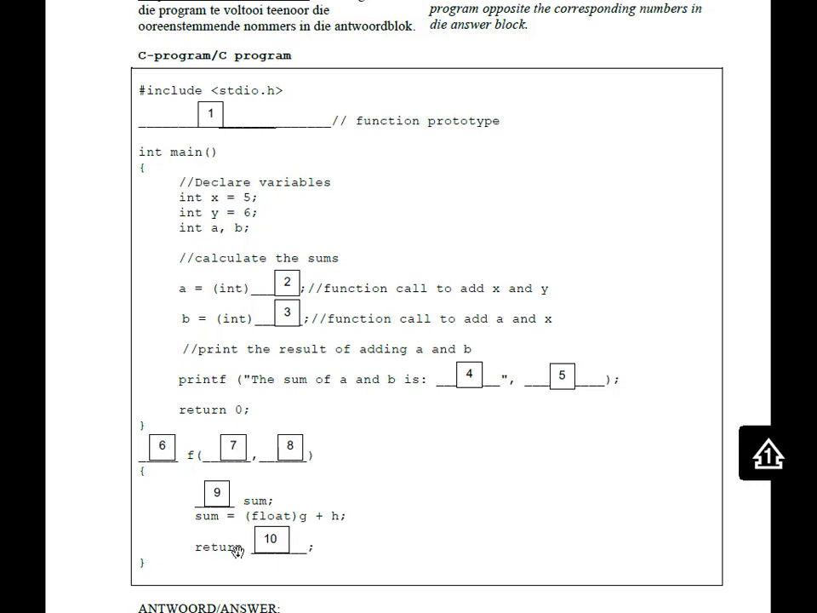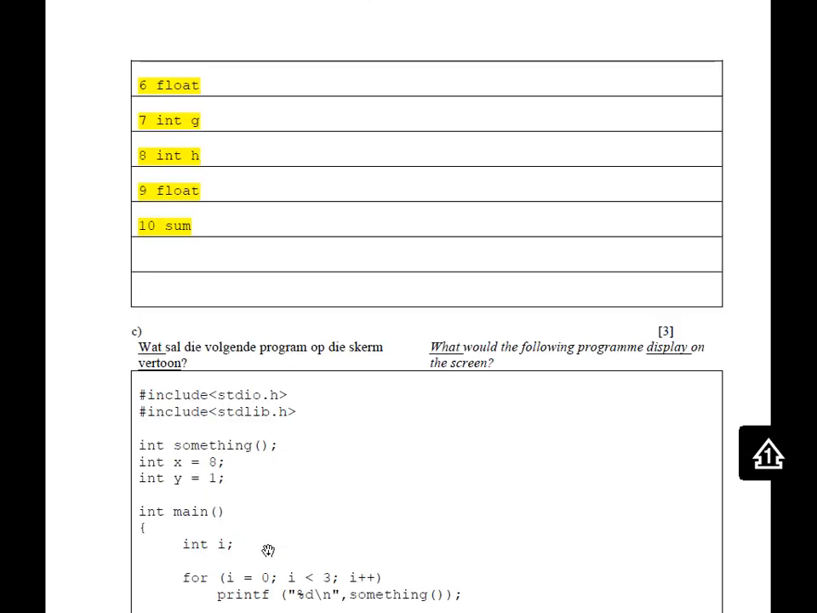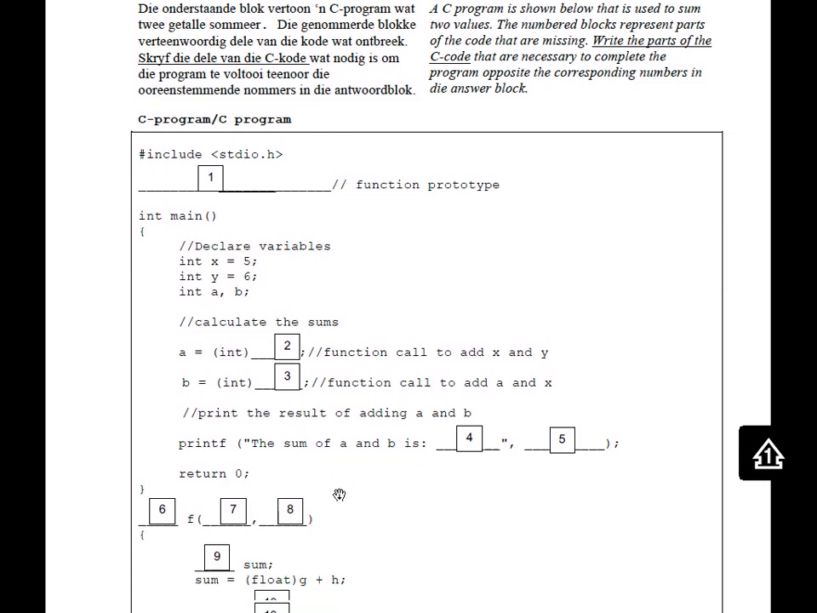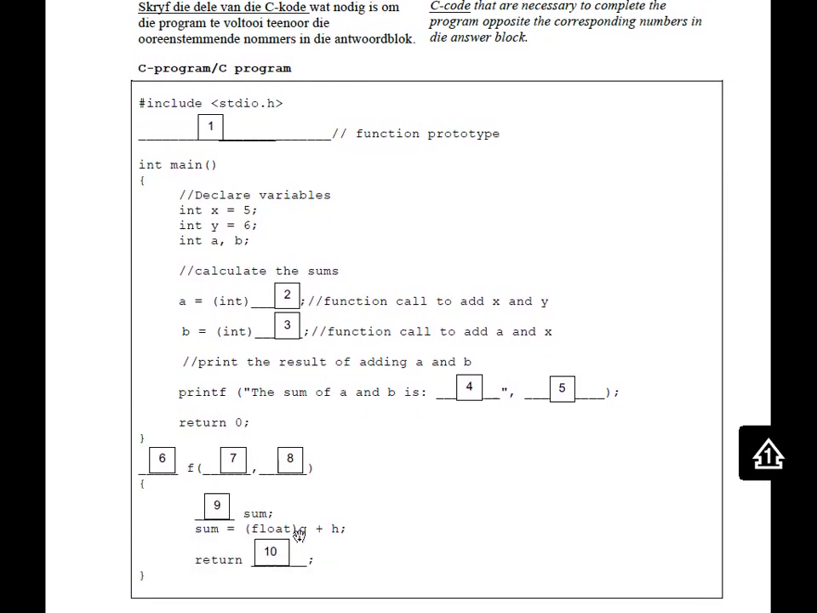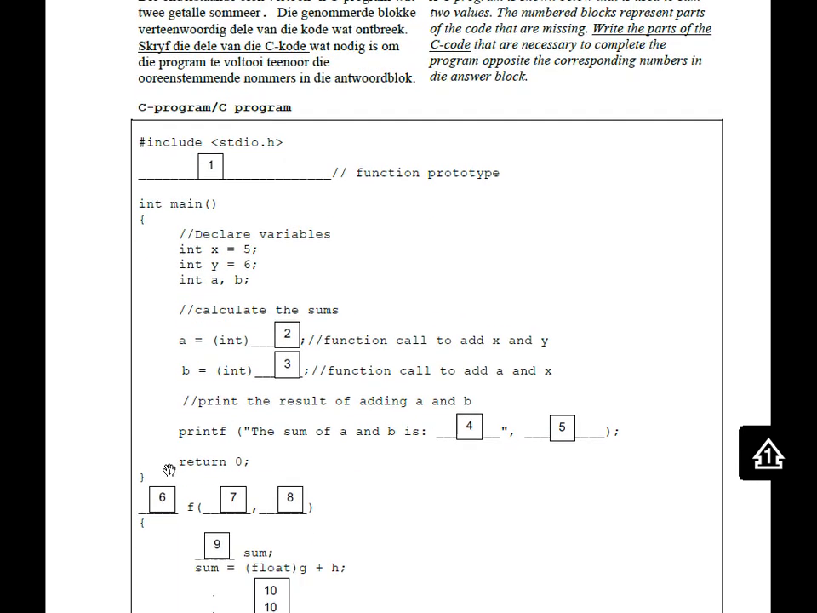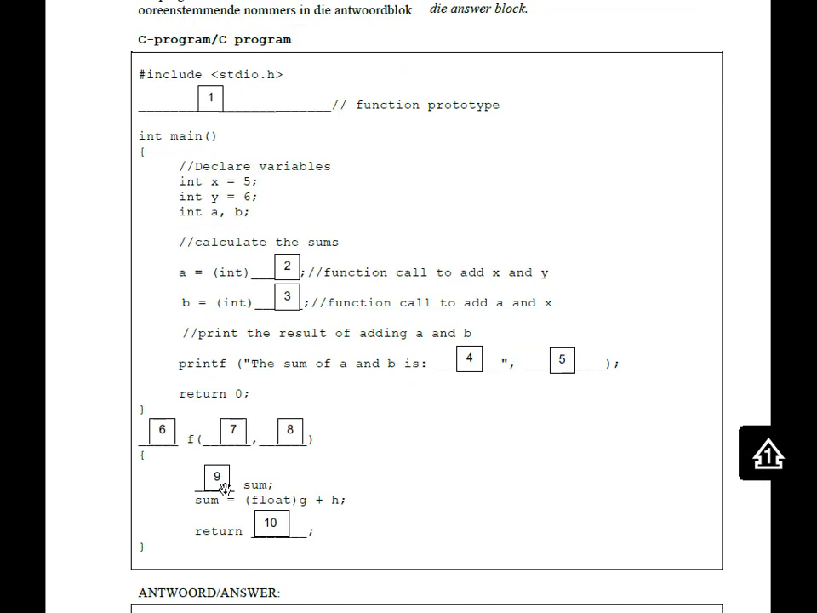I would say, all right, return, well, this sum equals float g plus h. That calculates my sum of the two values, and I'm going to return it. So 10 becomes sum. If that is the sum, and sum is g plus h being cast into a float, then what is the type of my return value? That should also be a float, right? So that's the answer to 9.